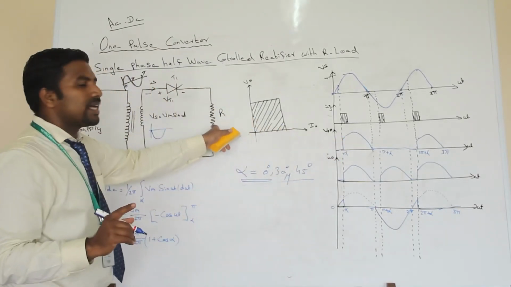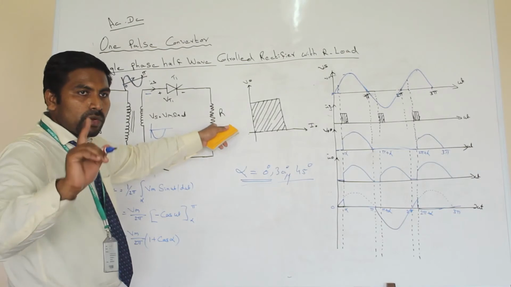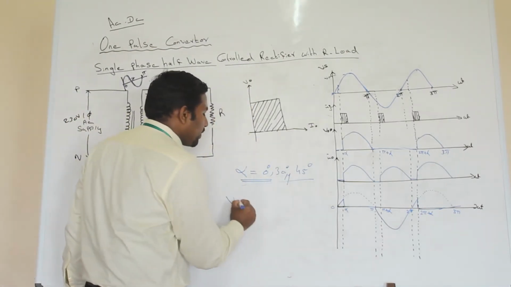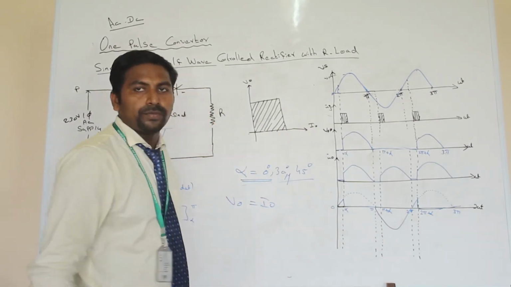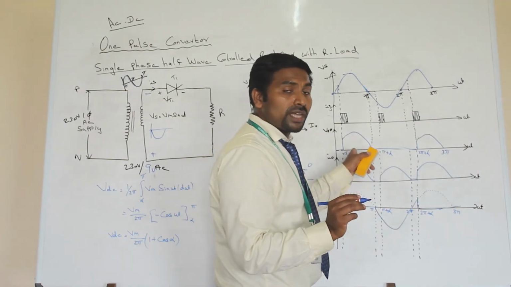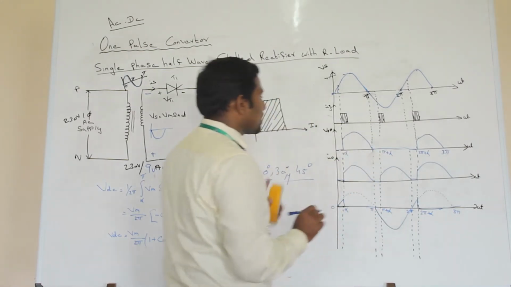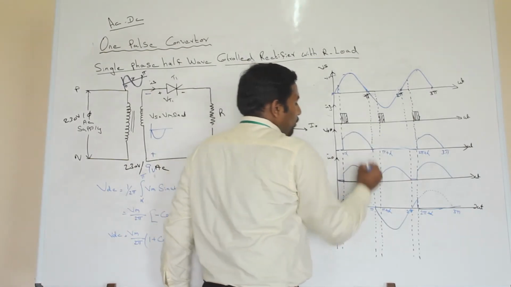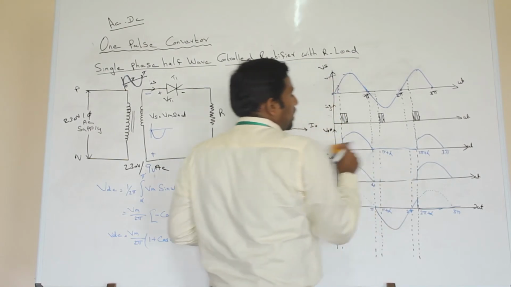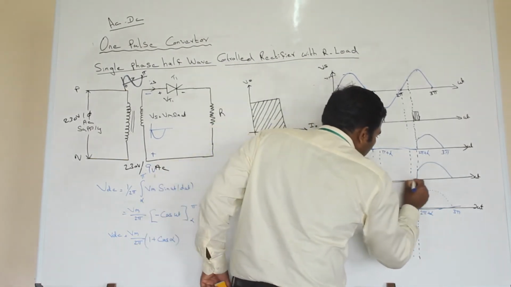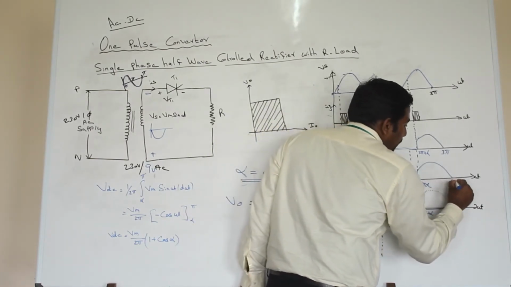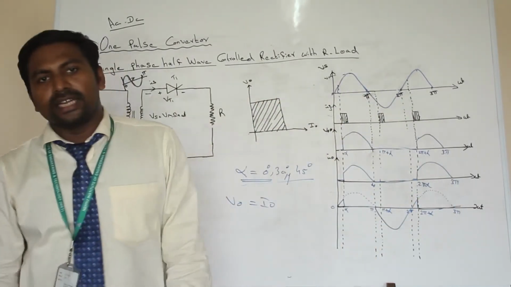But here we are using only the resistive load. Our main condition is that if you are using a resistive load, the output voltage V0 will be equal to the output current I0. So whatever output voltage you got in V0, the I0 will be the same. From alpha to pi you will have the conduction value. Then from pi to 2 pi plus alpha, you don't have any conduction. Then from 2 pi plus alpha to 3 pi, you will again get the conduction voltage.